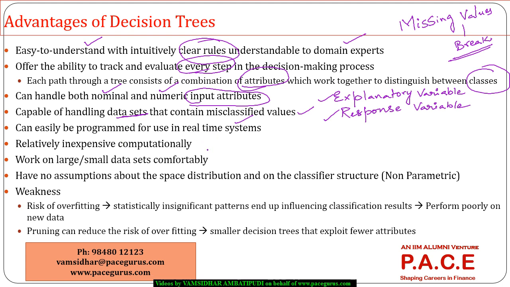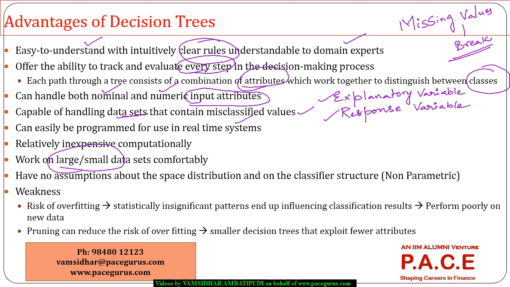Even the computational cost is low. We don't need highly powerful systems for creating decision trees. Compared to various other models used for similar purposes, like neural networks and support vector machines, decision trees are computationally inexpensive. I can use them quite comfortably on large data sets or on very small data sets as well.